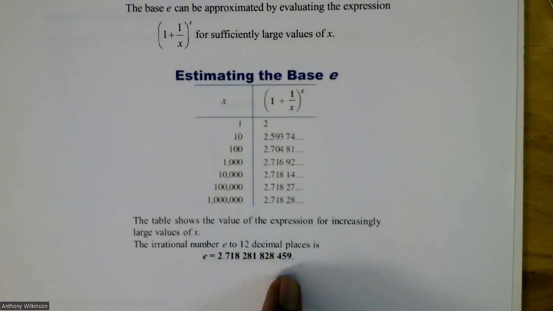And this is the approximate value for the natural base e, carried out to 12 decimal places. 2.718 281 828 459, and it goes on and on without end. So this is an example of a non-terminating, non-repeating decimal, which is, of course, an irrational number.